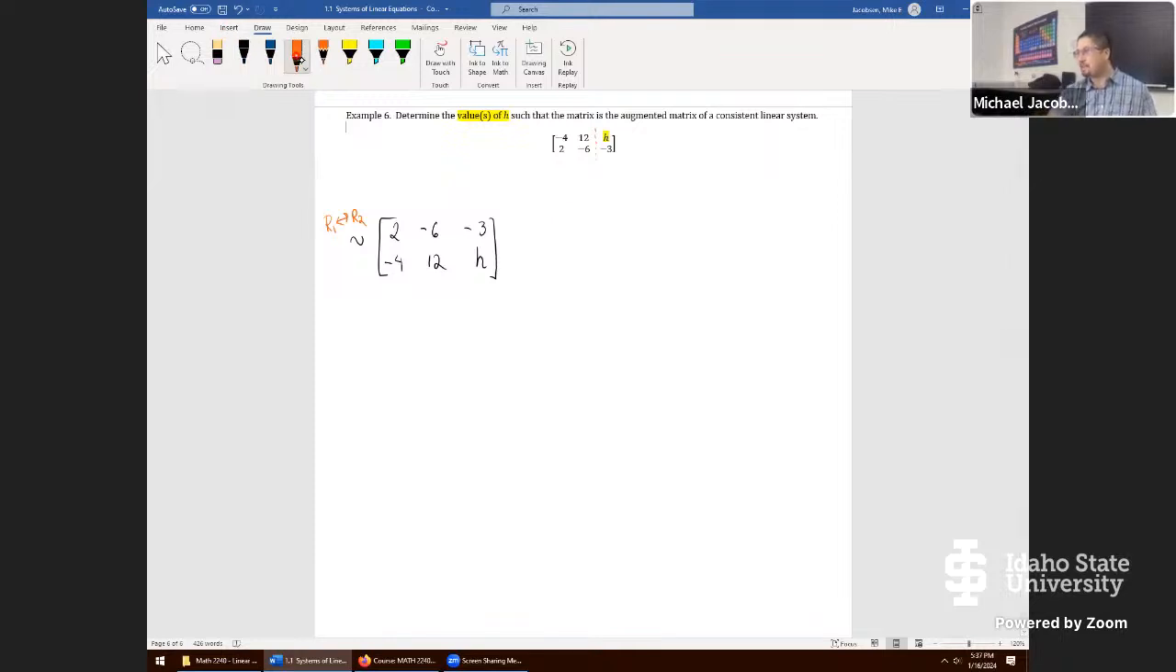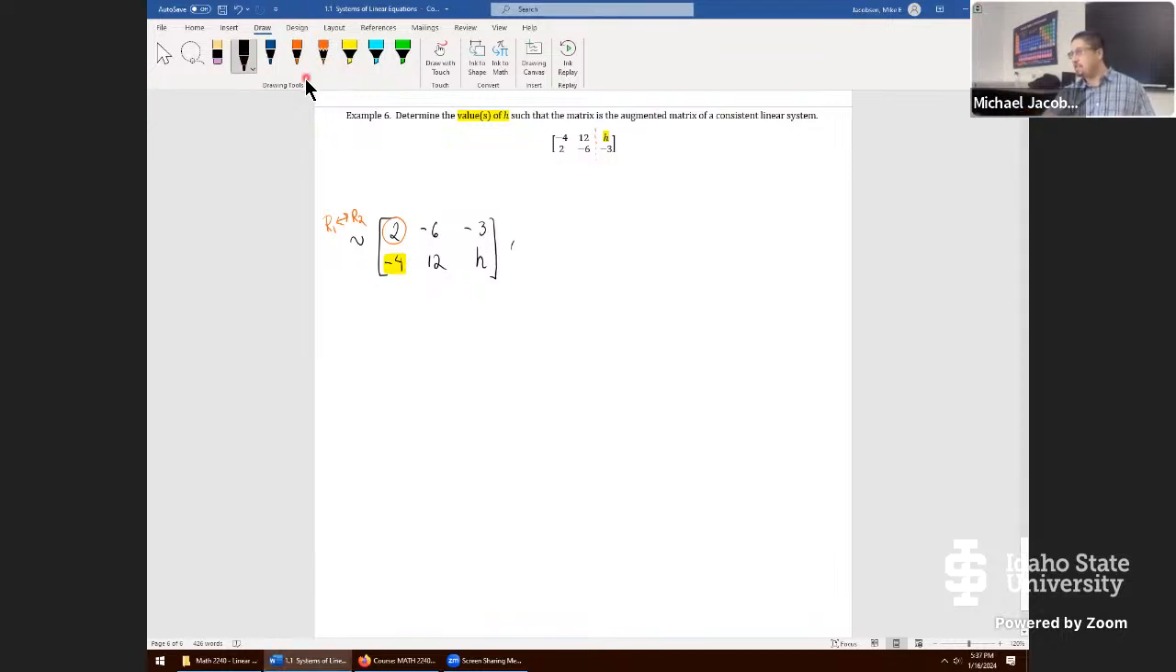So now that we've done that step, you could divide this by 2, but we probably wouldn't want to either since you would have a fraction here. It's good to try to avoid those if we can. But we don't need to make that a 1 to eliminate the -4 down below. That one will be a fast operation.